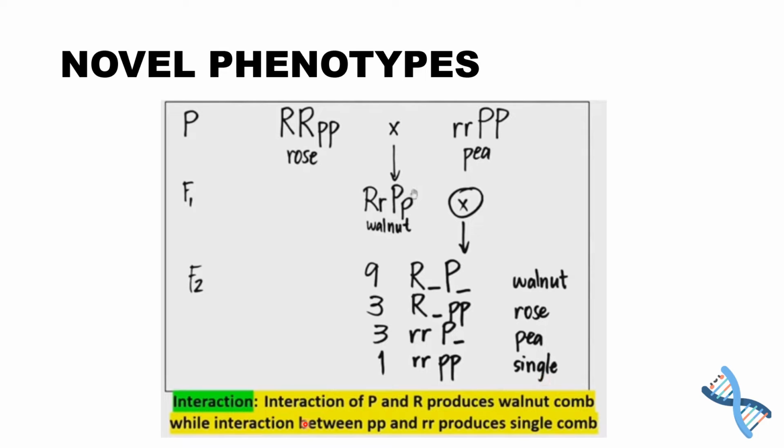So, yung interaction na ngayon dito is yung gene na P and yung gene na R, it will produce walnut comb. While yung interaction between yung recessive P at saka yung recessive R will produce ngayon yung single comb. So, yun. So, di ba dito kanina, makikita, pag may present na dominant R, dapat yung kalalabasan na comb type is rose.